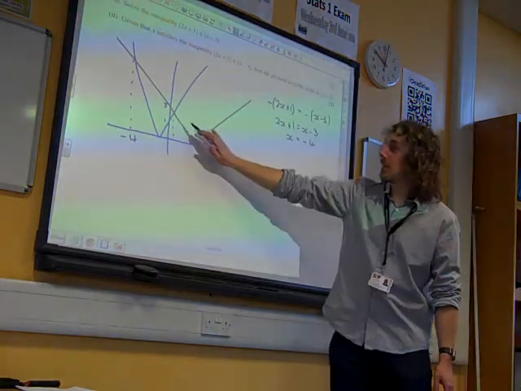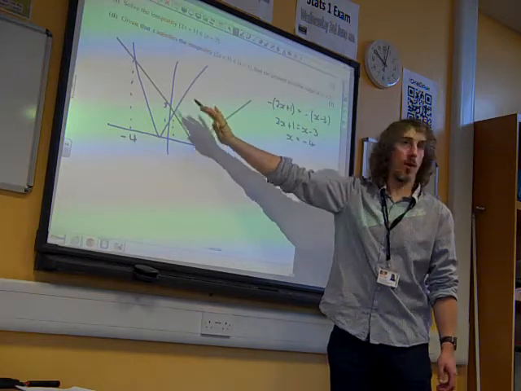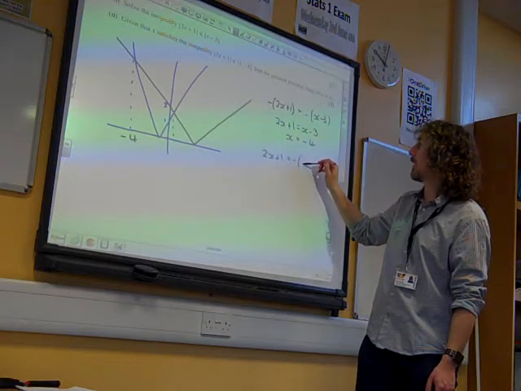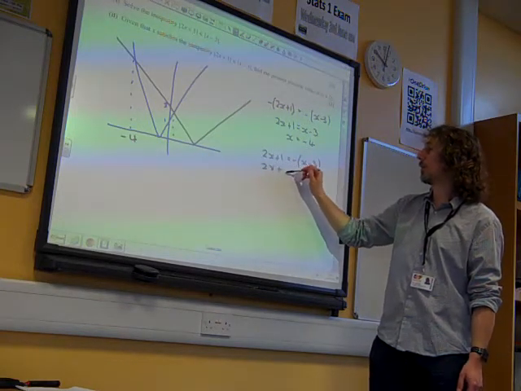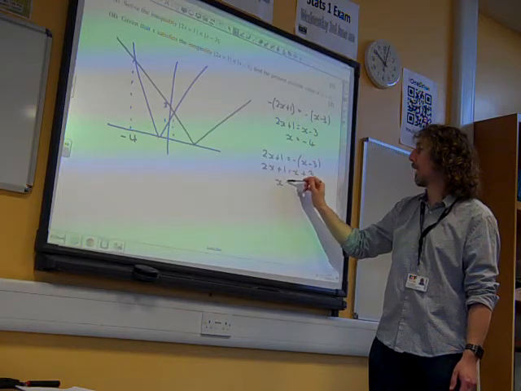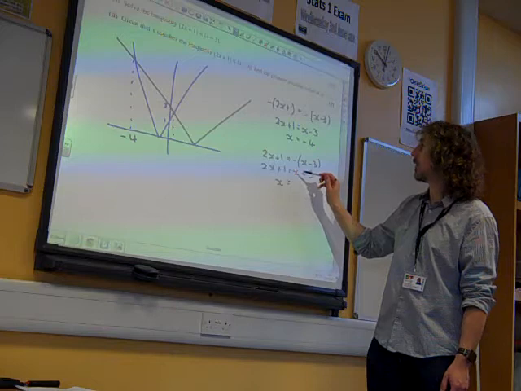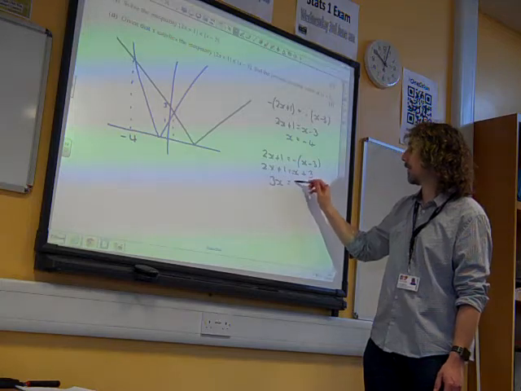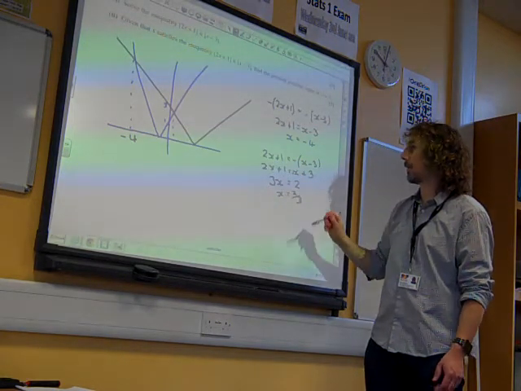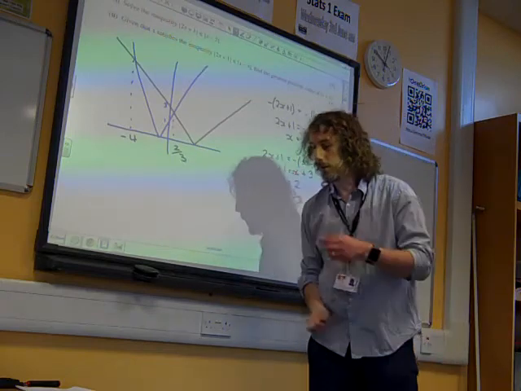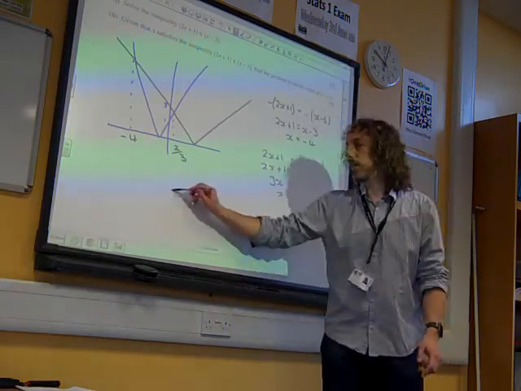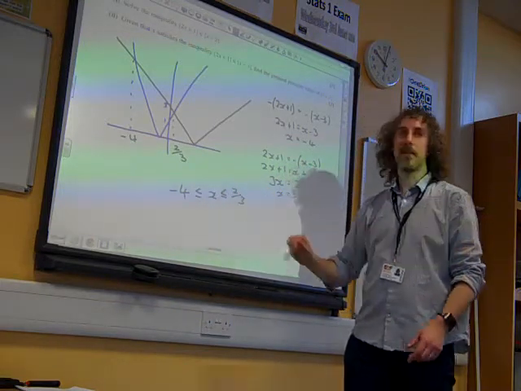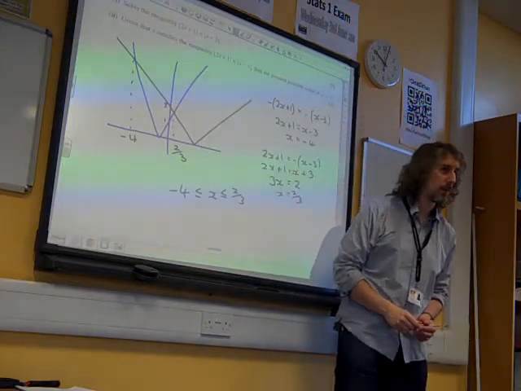My other point is where the positive branch of 2x plus 1 met the negative branch. So 2x plus 1 is minus x plus 3. I've lost my minus sign, so that's 3x is 2, so x is 2/3. I feel happy with that. So that point is at 2/3, and the region we're looking for is all of that bit.